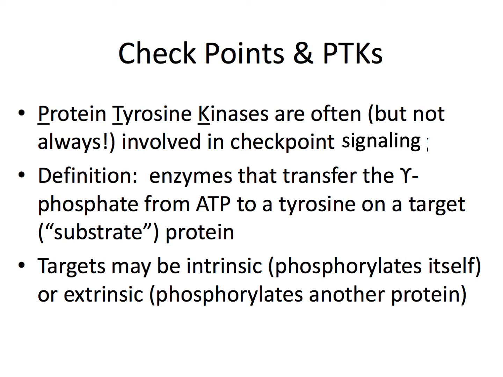So a lot of these checkpoints are controlled by what's often abbreviated PTKs for protein tyrosine kinases. And these are signaling molecules. They're enzymes that phosphorylate other proteins. So these are enzymes that transfer the gamma phosphate from an ATP, that's the distal phosphate, to the tyrosine on a target protein, and that thus activates, in most cases, or in some cases inactivates that protein. Now, these targets could be intrinsic. In other words, it can phosphorylate itself and activate a site on itself that will stimulate the process, or it can be extrinsic and phosphorylate another protein, and we'll show you some of that in a minute.